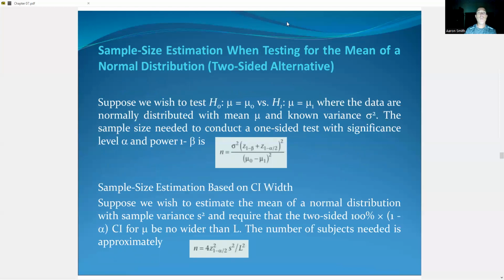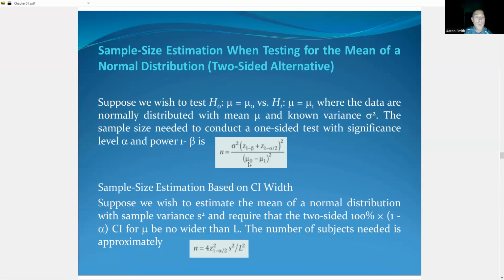Sample size estimation when testing for the mean of a normal distribution, two-sided alternative. Suppose we wish to test the null and the alternative for two particular values where the data are normally distributed with mean mu and known variance sigma squared. The sample size needed to conduct a test with significance level alpha and 1 minus beta for the power is equal to this fraction.